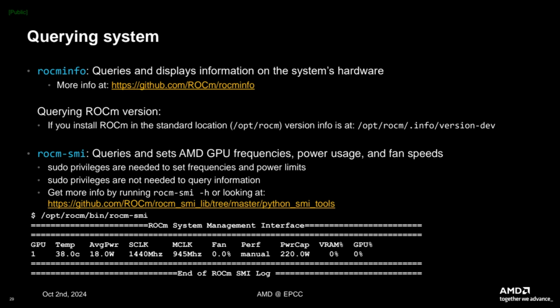You could also use rocm-smi to get even more information that is more specific to the hardware, such as frequencies, power usage, and fan speeds, for instance. You could also change the power limits of your GPUs, though unfortunately you need sudo access for that.